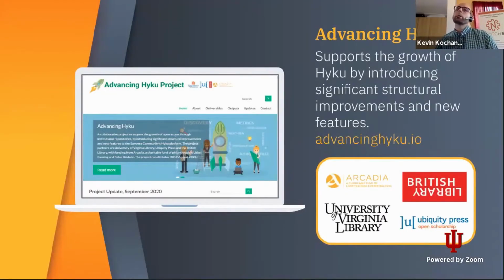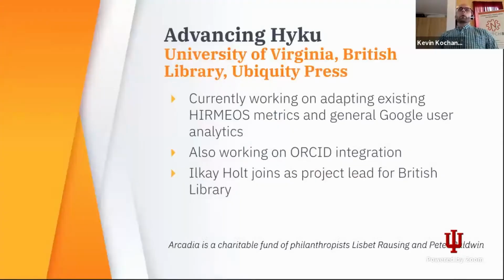The Advancing Hyku grant project supports the growth of Hyku by introducing significant structural improvements and new features. Their informational site is advancinghyku.io. And I'm sure you will have heard about this. It's big news, and it's a collaboration between University of Virginia, British Library, and Ubiquity Press, and it's funded by Arcadia Charitable Foundation.